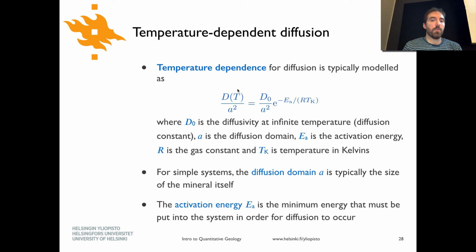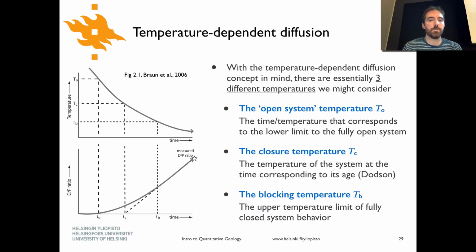Anyway, the key idea for this daughter product being retained in the crystal or lost is related to this change in the diffusion with temperature. So it diffuses more quickly at high temperature and much more slowly at low temperature. You can sort of see that here. So this is showing temperature versus time, and then along the bottom here it's showing the ratio between the daughter and the parent isotope versus time.